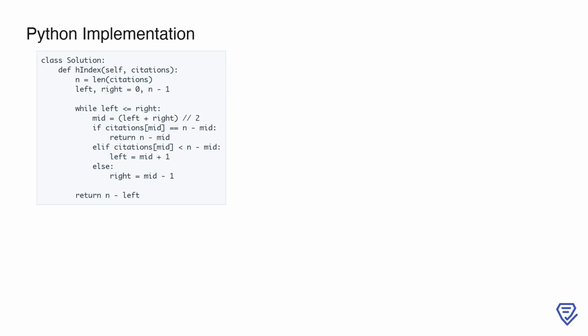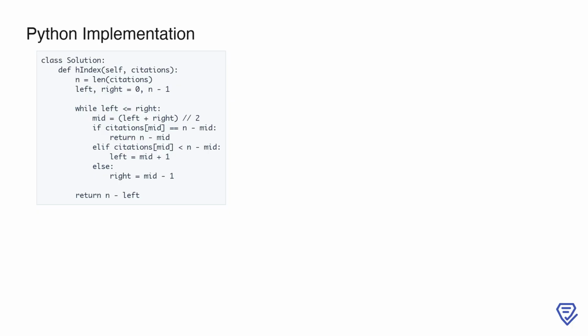This implementation solves the h-index 2 problem using a binary search approach, which is efficient given the sorted nature of the input array citations. Here's a detailed breakdown. 1. Initialization. The length of the citations array is stored in n. 2 pointers, left and right, are initialized to the start and end indices of the array respectively.